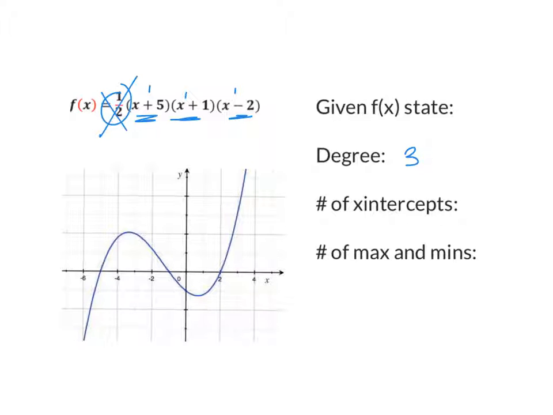Now, the number of x-intercepts that I see on my graph is 3, which matches the degree. And the number of max and mins, that's a max here, and that's a max here. There are 2 in total. So what I can notice here is that my number of max and mins are 1 less than my degree, and 1 less than my number of x-intercepts.